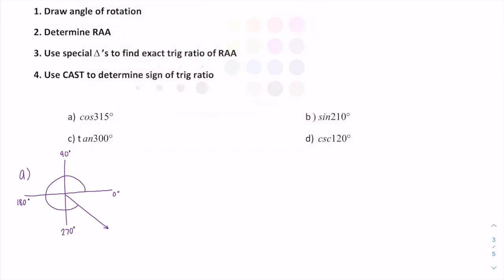The second step is to find our related acute angle. So my related acute angle is always the angle from the x-axis to my terminal arm. So if this is 315, how much do I have left to get to 360? That means inside here, my related acute angle is going to be 45 degrees. That's what's left between my terminal arm and the x-axis.